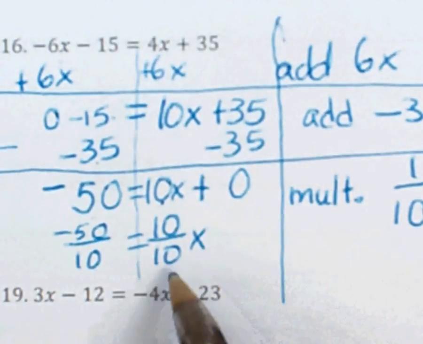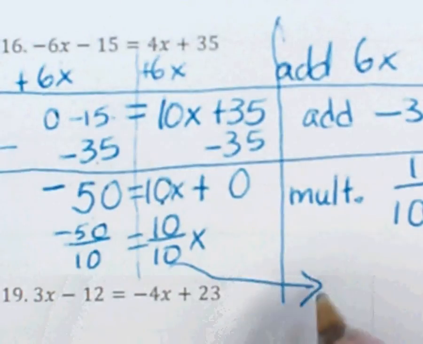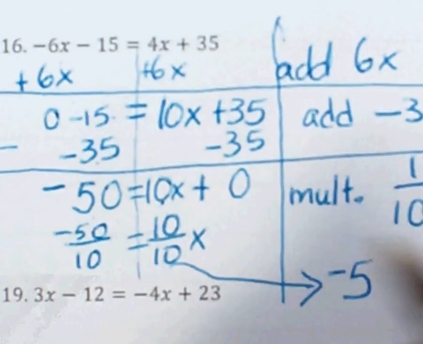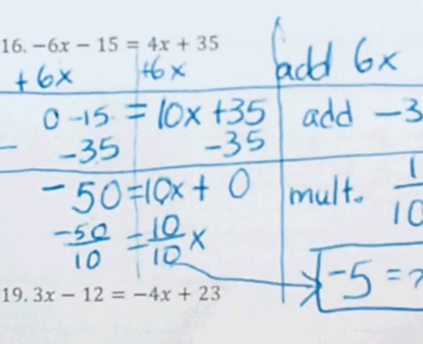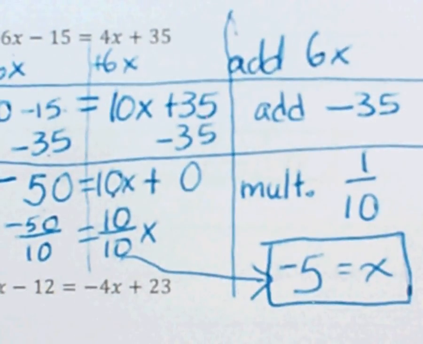Okay, so I'm just going to draw a little line because I ran out of room. Negative 50 divided by 10 is negative 5. This is 1. So there's our answer. Oh, I moved it. Whoops. There we go. So there's our answer.